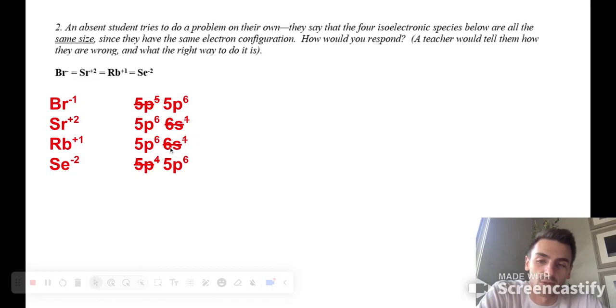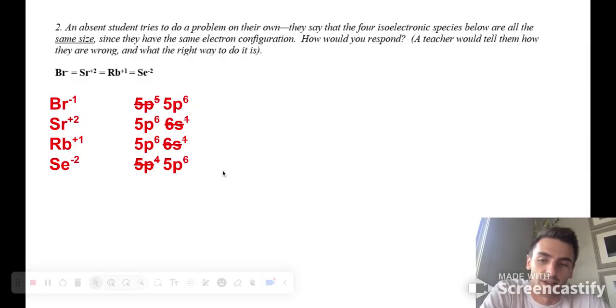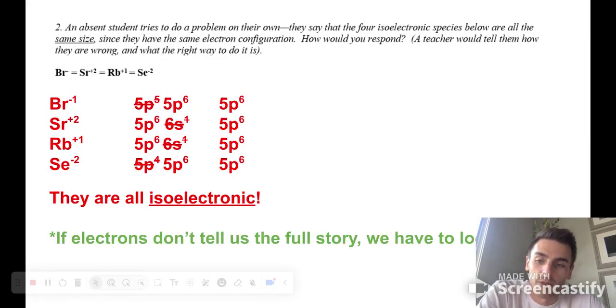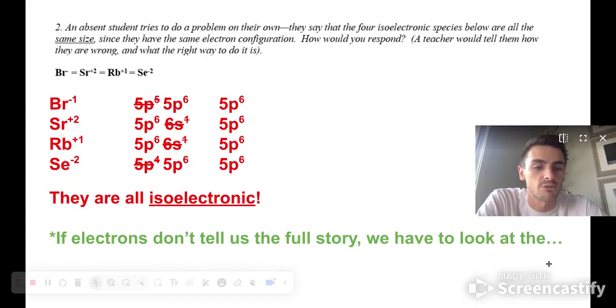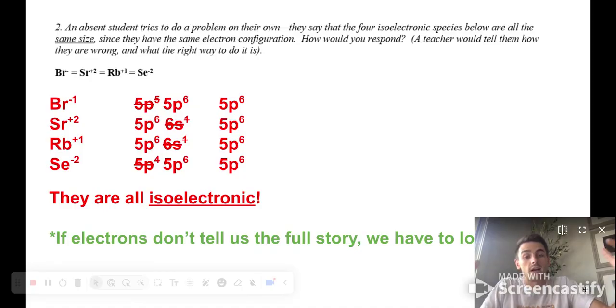Rubidium, normally 5s1, but it loses it, so it's 5p6. I don't have that noble gas in front of me, but selenium is normally 5p4, but if it gains 2, now it's 5p6. So all of these things are indeed isoelectronic. That kid is not wrong, but we need to remember, are they similar size-wise? Yes, but if those electrons don't really tell us what we need to know, we need to go look at the other part of that atom and its size being pulled, so we'll go look at the protons.